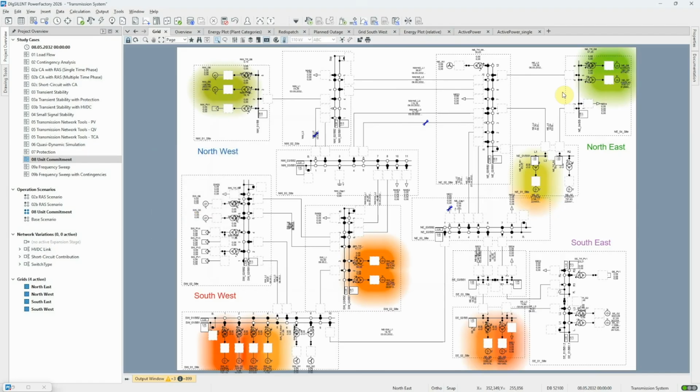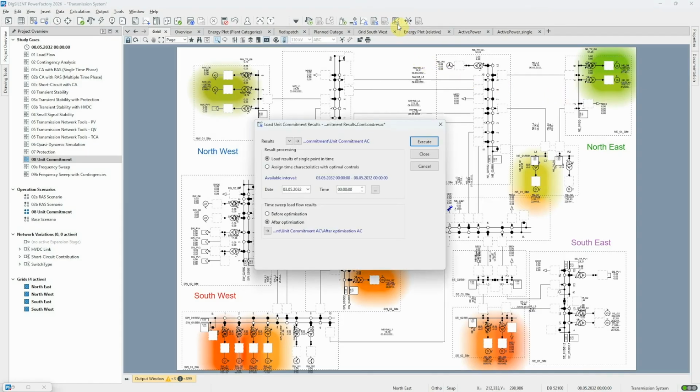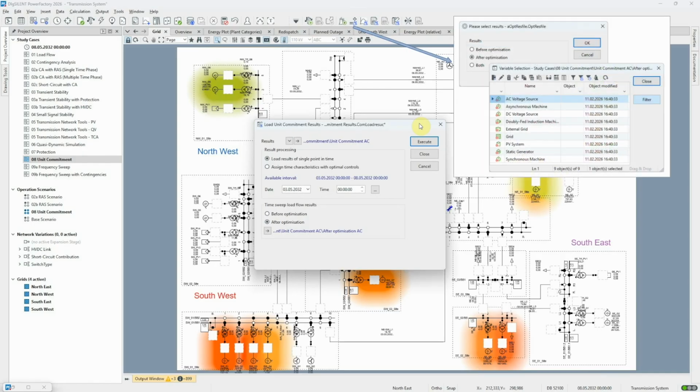A final feature to look at is the loading of results, accessed via this icon. This allows you to load the time sweep results from a result file to investigate the individual time steps in a single line diagram or a network model manager. Note that the AC load flow result quantities that you're interested in first have to be selected for recording before the calculation is executed.